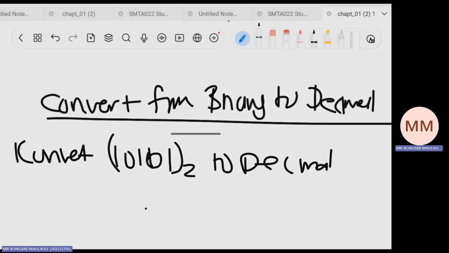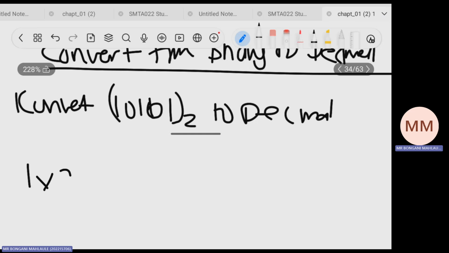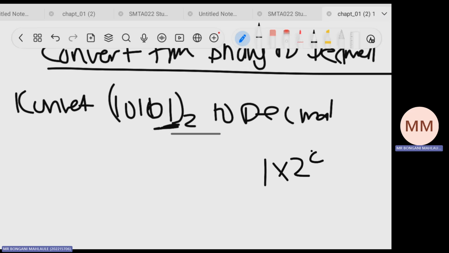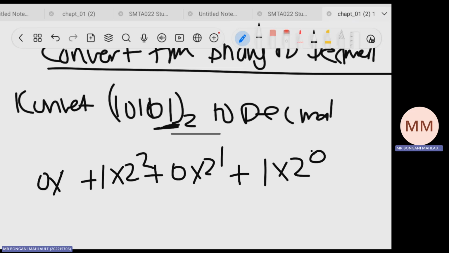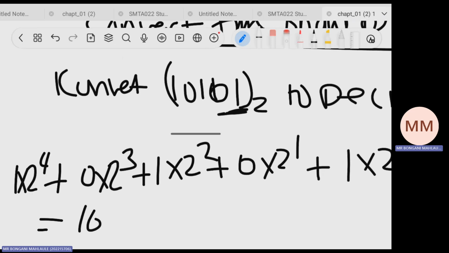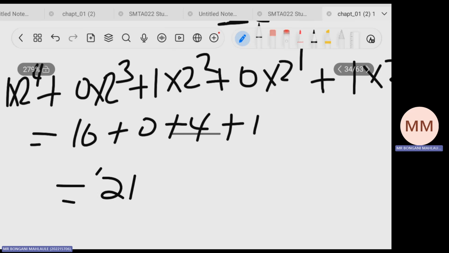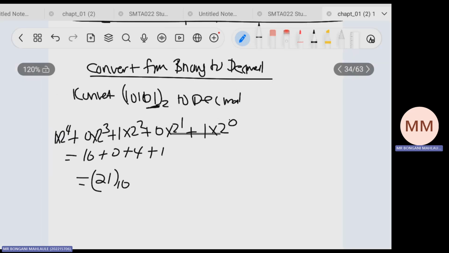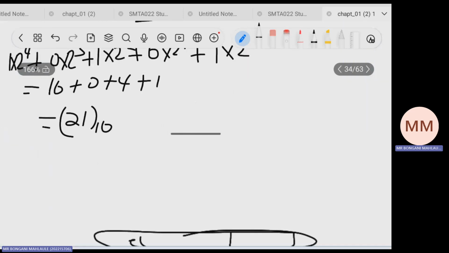So you're going to say 1 times 2 to exponent 0, we'll start here, plus 0 times 2 to exponent 1, 1 times 2 to exponent 2, 0 times 2 to exponent 3, 1 times 2 to exponent 4. So your answer will be 21 base 10. So that will be your final answer.